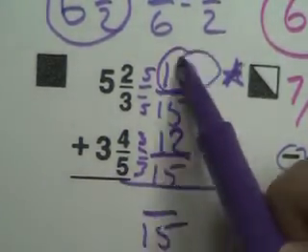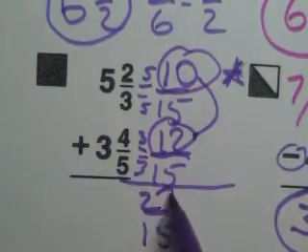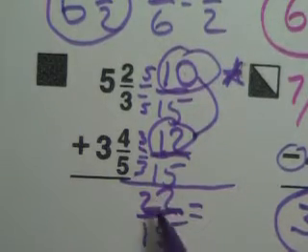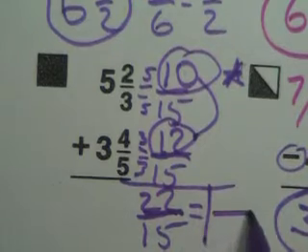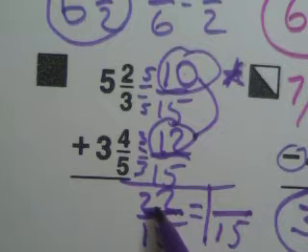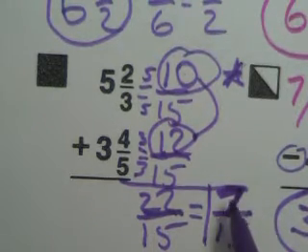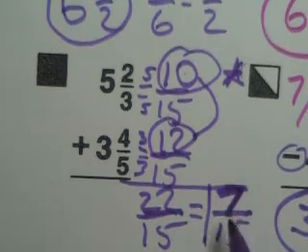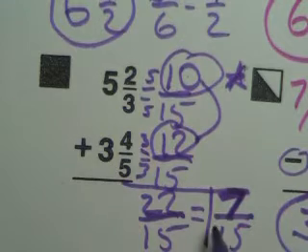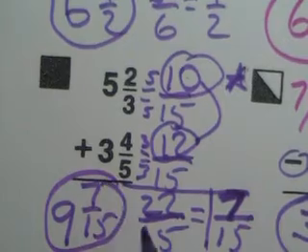All right, so now I just need to add my numerators together. 10 and 12 is 22. Okay, that can be reduced because 15 goes into 22. It goes in there once, and how many left over? Let's see, 15, 20 makes 5, 6, 7. So it's 7. It's kind of sloppy here, but that's 1 and 7/15. Now if I look over here, I have 5 and 3, that's 8. So 8 and 1 makes 9 and 7/15.